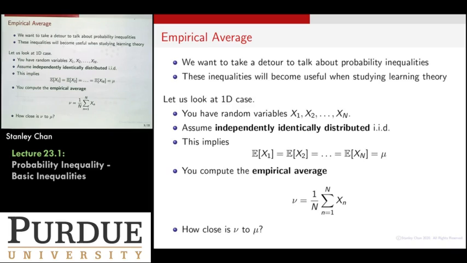Now, we always know that this empirical average is not the same as the population average, because this is a finite sum. The population mean is calculated when n goes to infinity. So these two are not the same. And so now the question that we want to ask is, how close is this nu, the empirical average, compared to the population average, mu? This is the population, this is the empirical. Clearly, this is not the same as that. We want to know how close they are.